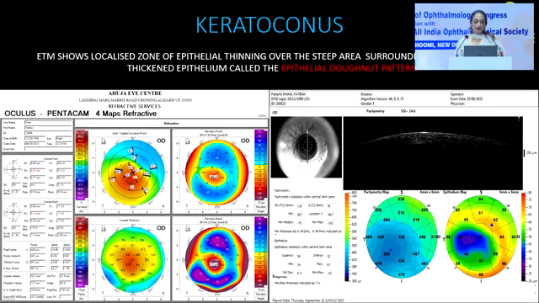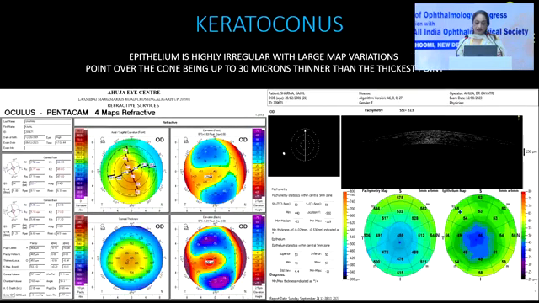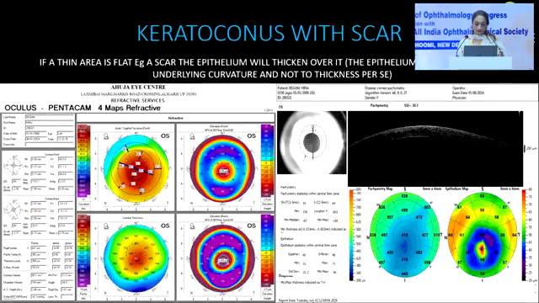So in keratoconus, what we have is a localized zone of epithelial thinning, which can be seen here over the cone, and this is surrounded by an annulus of thickened epithelium, and this is the classical donut pattern. Epithelium is highly irregular in keratoconus with very large map variations, and the point over the cone being up to 30 microns thinner than the thickest point at times.